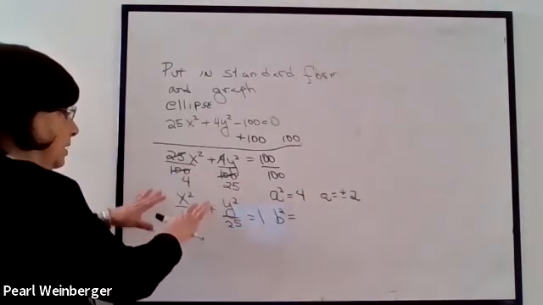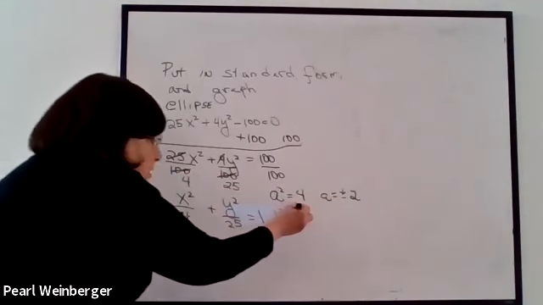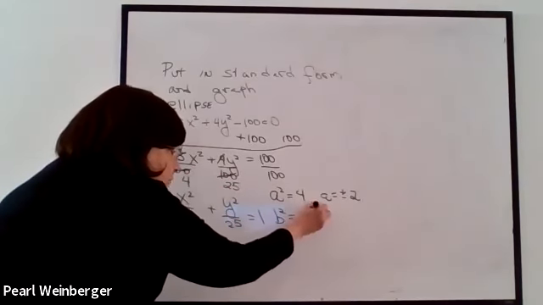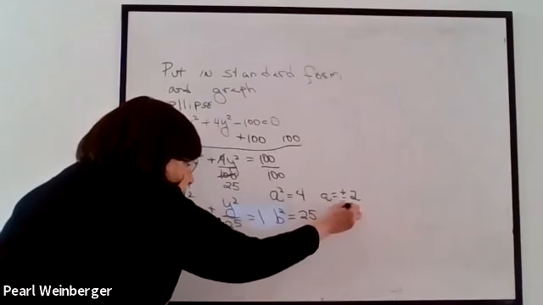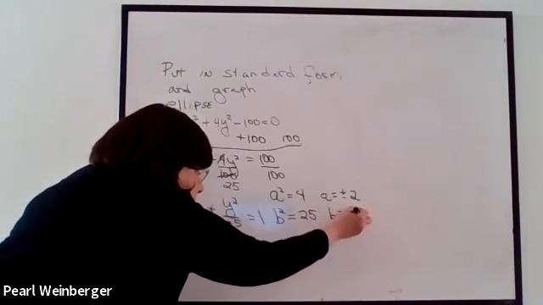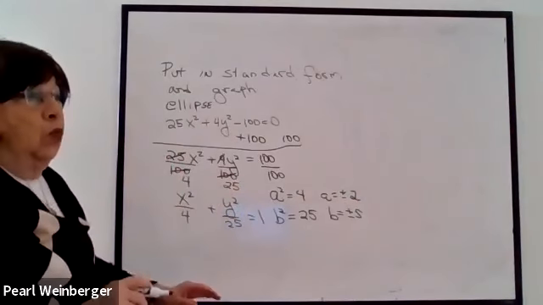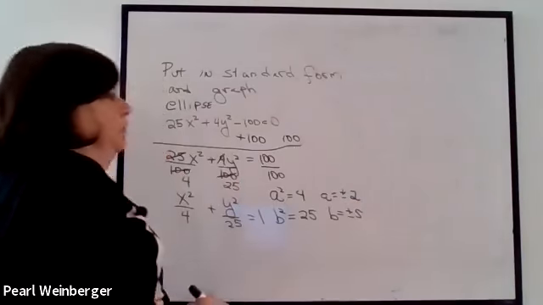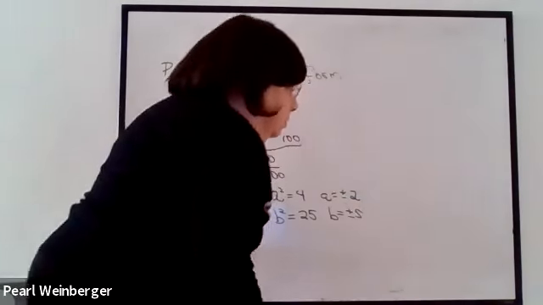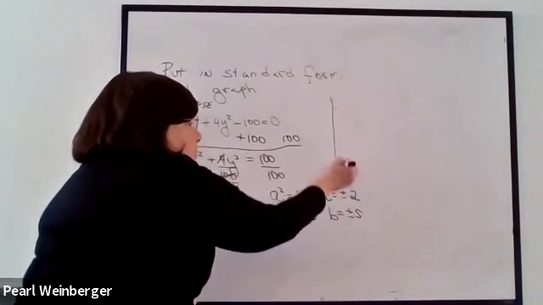Remember, it has to be in standard form to get these numbers. The b squared is 25, which means my b could either be plus or minus 5. And again, the b gives us the y-intercepts. So if we go to graph this, let's graph it over here.